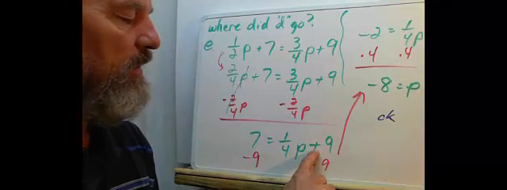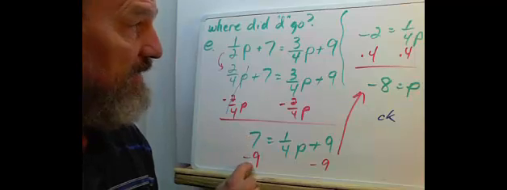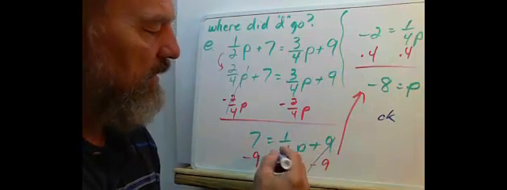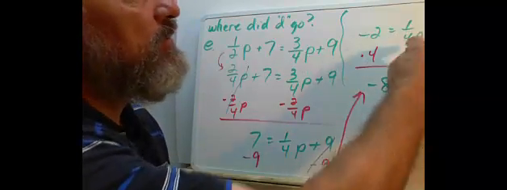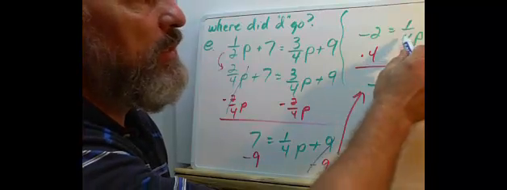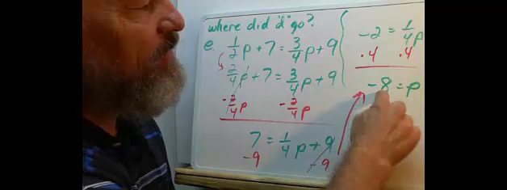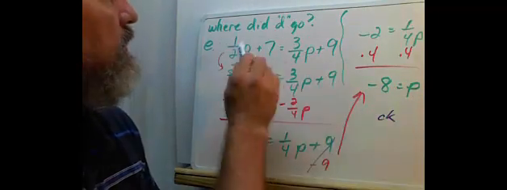The next step is to get rid of the constant, which means I have to subtract 9 from both sides. 7 minus 9 is -2, and that cancels this out, and we're left with 1/4 P on the other side of the equation. Obviously, we then need to multiply by 4 to get rid of that denominator. Multiplying both sides by 4, we get -8 equals P. And then we can put -8 into the solution here.